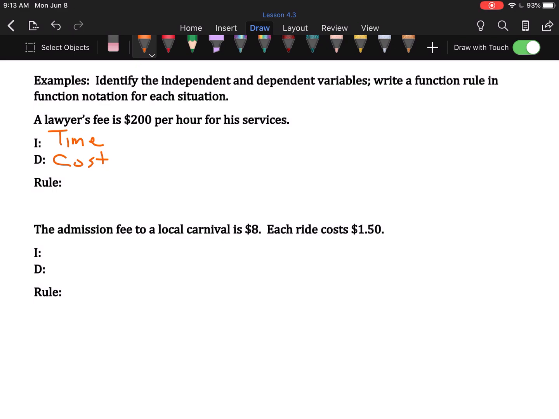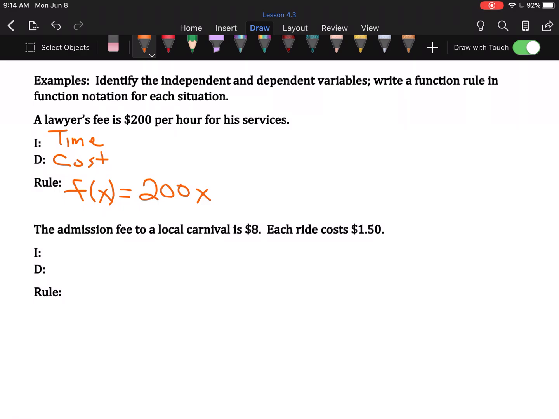Now the rule. f of x equals. Remember, x's are independent. So time here is our x value. So if it's $200 per hour, the function is going to be 200x. $200 per hour, 200x.